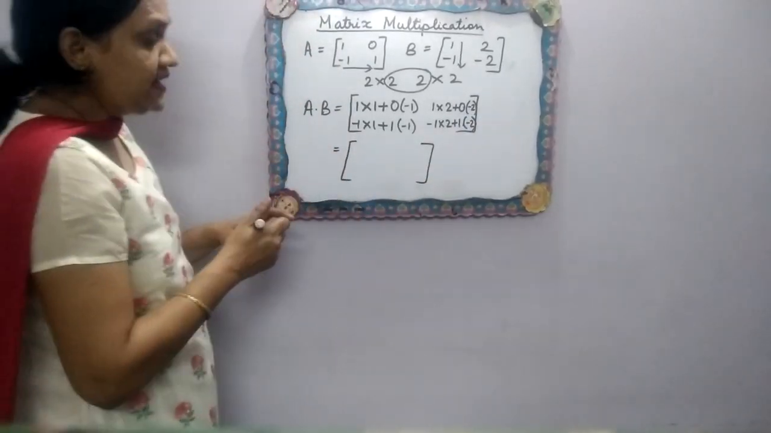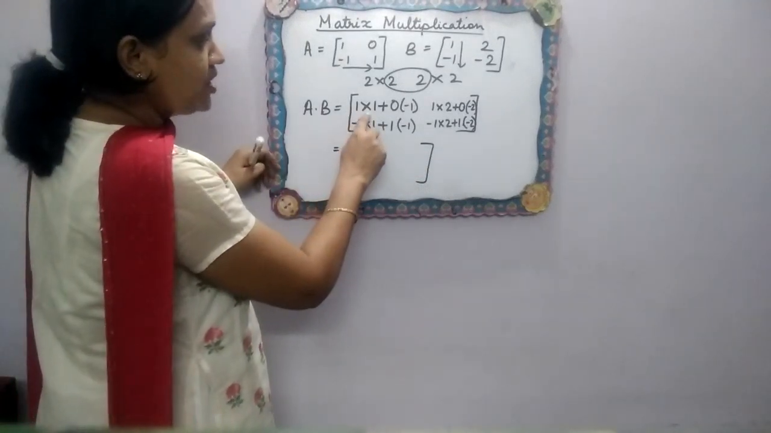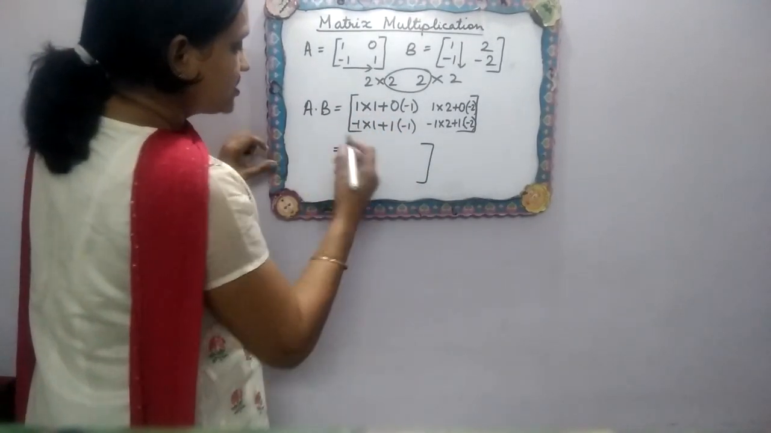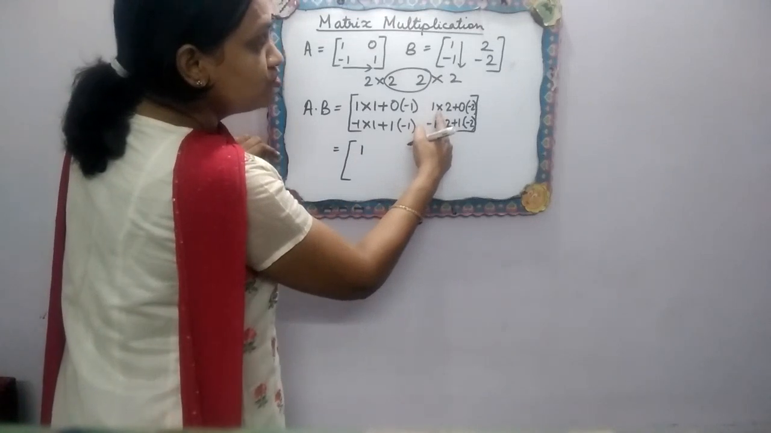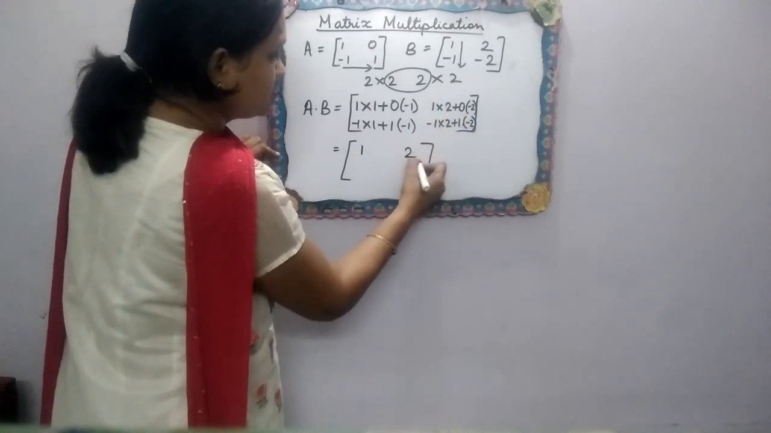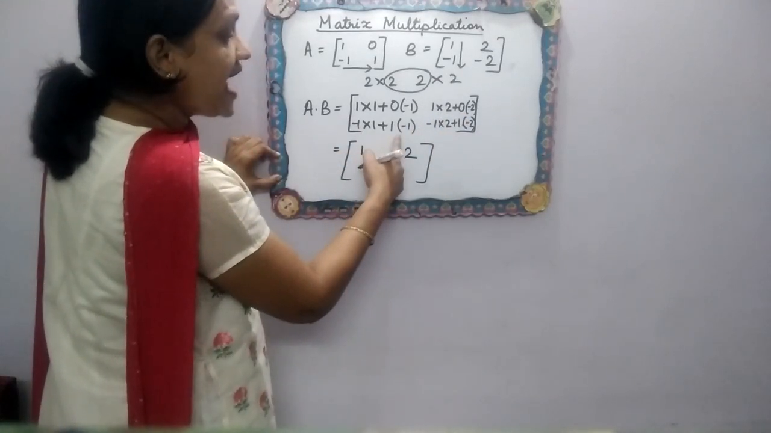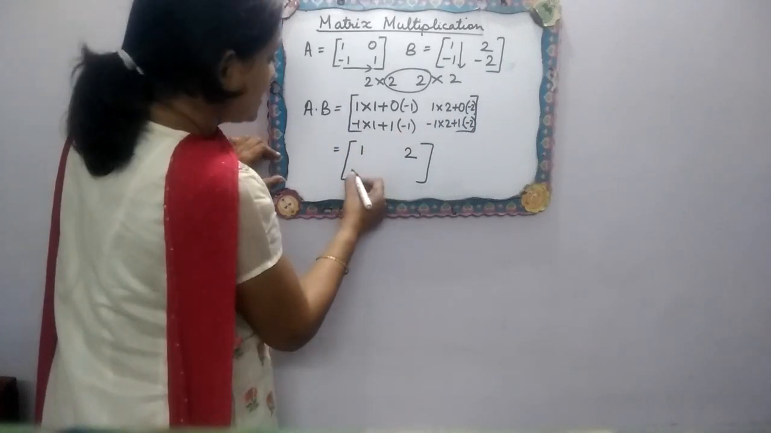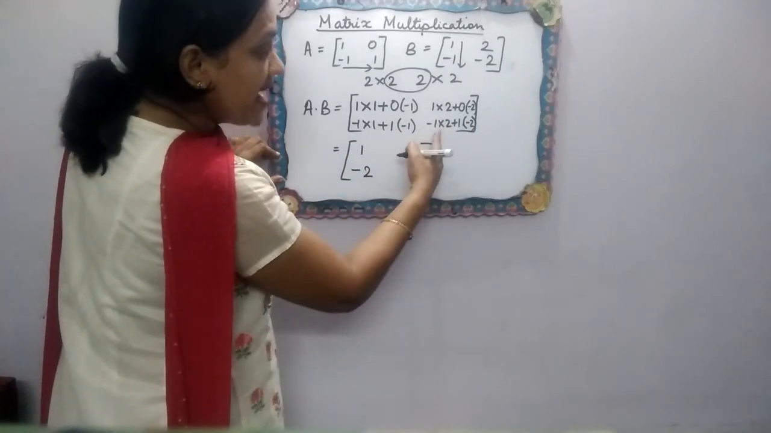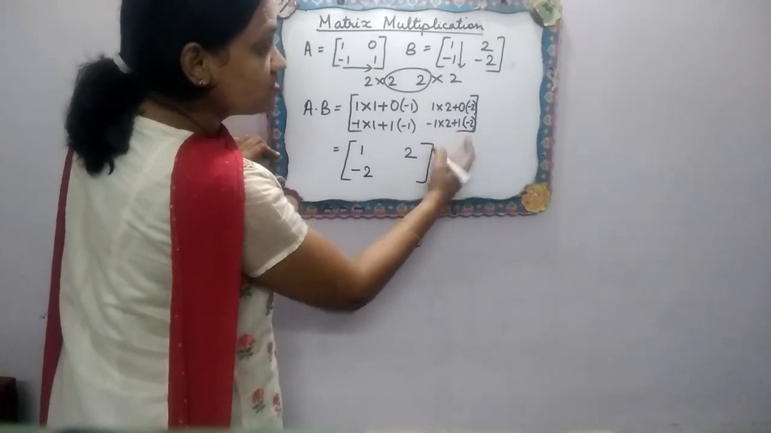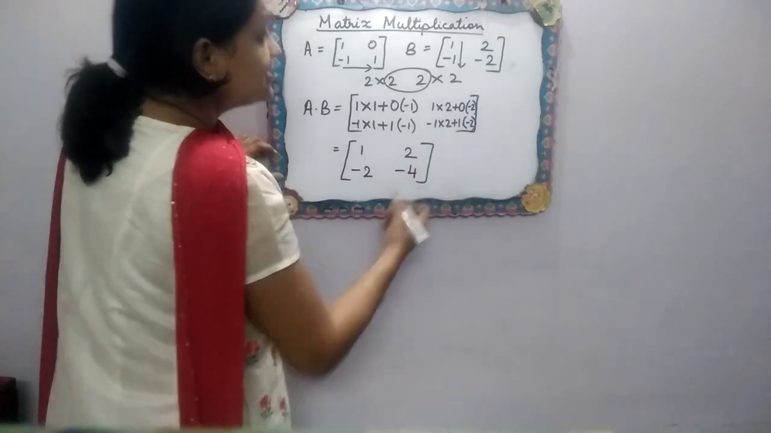Let's simplify. What do we get on simplification? 1 and 0, which gives us 1. 2 and 0, which gives us 2. Minus 1 and minus 1, which gives us minus 2. Minus 2 and minus 2, which gives us minus 4.